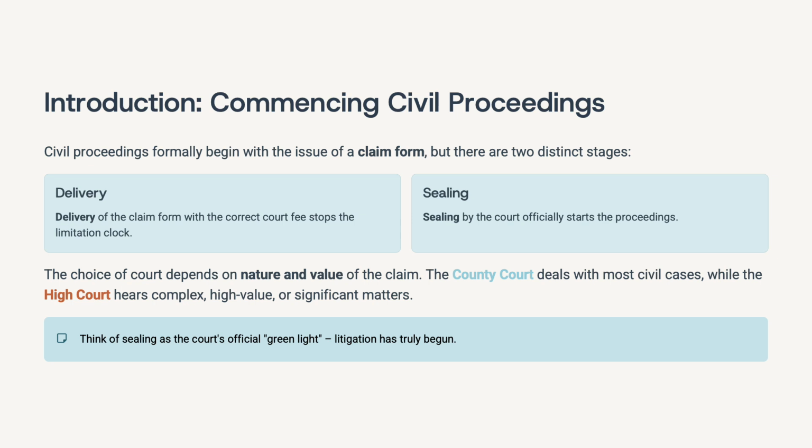So think of it as sending your application to Hogwarts. Posting the letter is not enough. You need the official owl to deliver it and get the magical seal. The choice of court also matters. County court for most civil claims and High Court for heavyweight matters, the ones with more zeros or public interest. By the end of this chapter, you should be able to tell not just when a claim starts, but where it should start. Let's get to it.